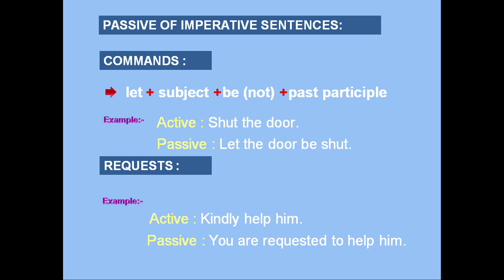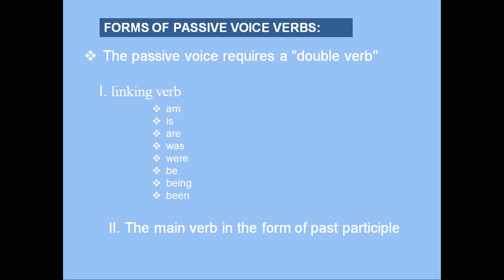And when it is a request, like kindly help him, you will precede such kinds of sentences with: you are requested, you are informed, you are warned. According to the sentence, you will write like this. You kindly help him. You are requested to help him. Now, the passive voice requires a double verb. One verb is the action word, the main verb in the form of the past participle, and the other is the linking verb. What are linking verbs?